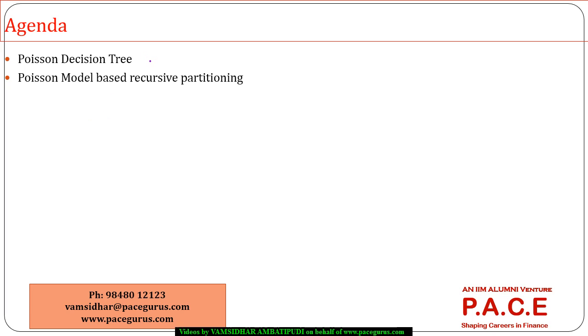Here I am going to talk about two such models. One is the Poisson decision tree. The other one is the Poisson model based recursive partitioning. These are the two models which are heavily used.